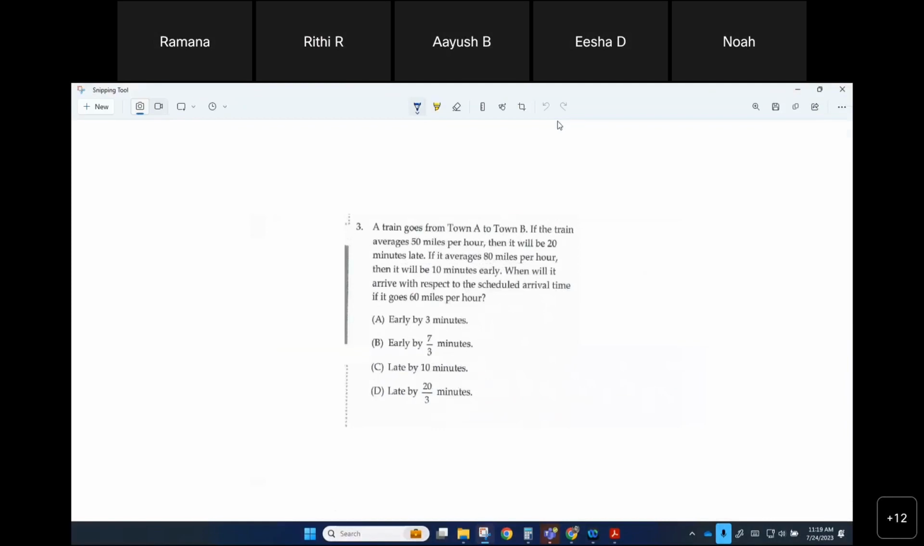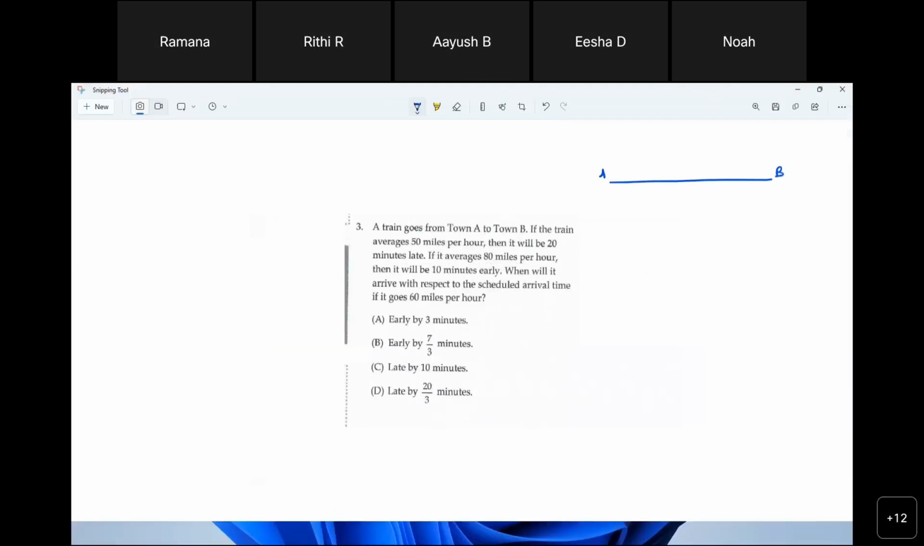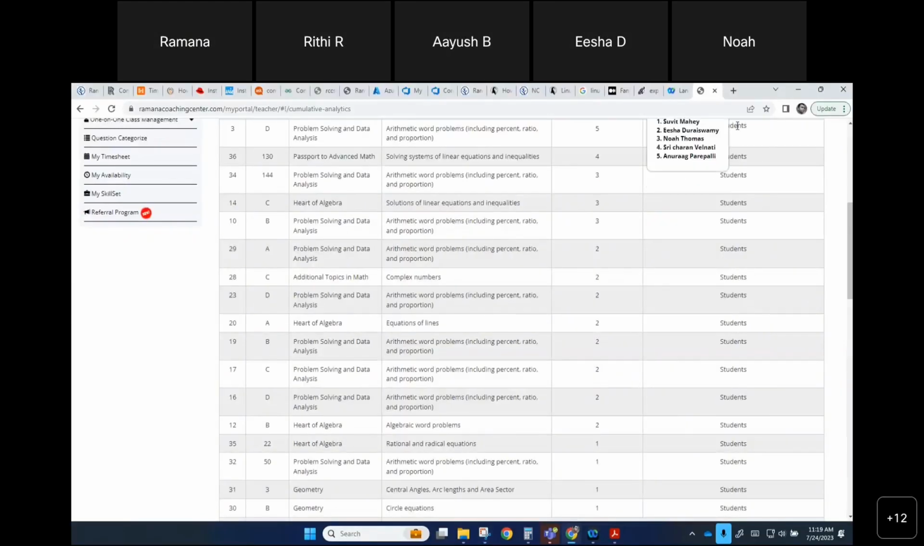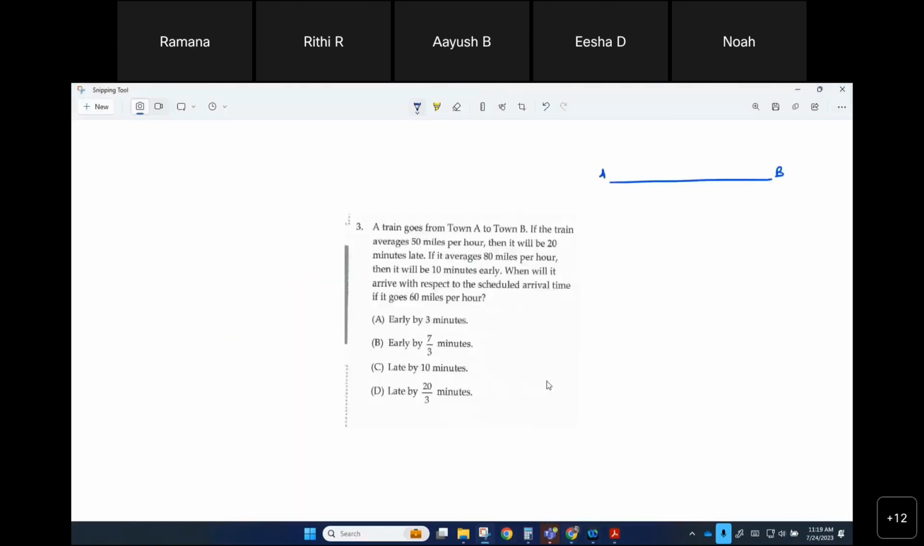A train goes from town A to town B. Let me call on those who missed this question: Isha, Nova, Sri Charan, and Anurag, please pay attention. If the train averages 50 miles per hour, it will be 20 minutes late.